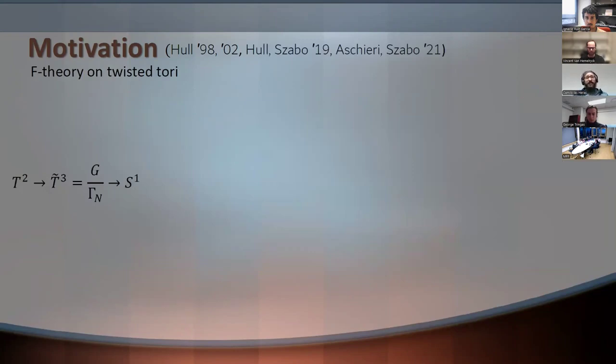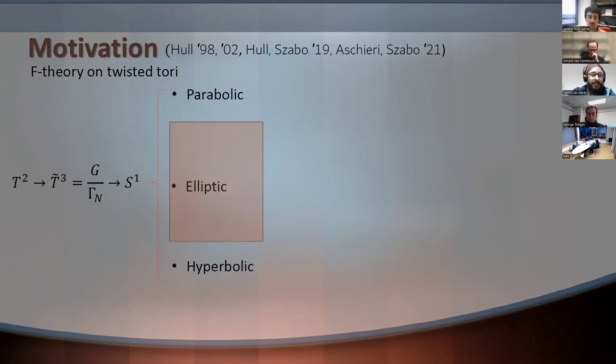So from the perspective of F theory on a twisted torus, we are considering a twisted torus as a 3-manifold in general, that can be understood from the geometric point of view as a torus bundle over an S1 with a monodromy which is contained in SL2Z.